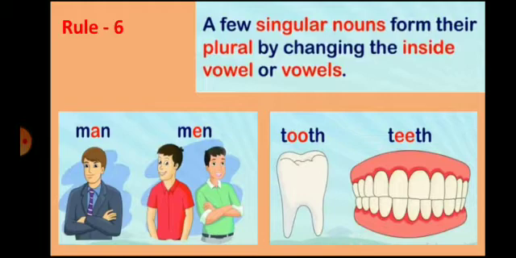Now can you see if there is one tooth? If we are talking about one, that is tooth, T-O-O-T-H. So here double O is replaced by double E. So if we are talking about more than one, teeth are plural, T-E-E-T-H. So double O is changed to double E to make its plural.